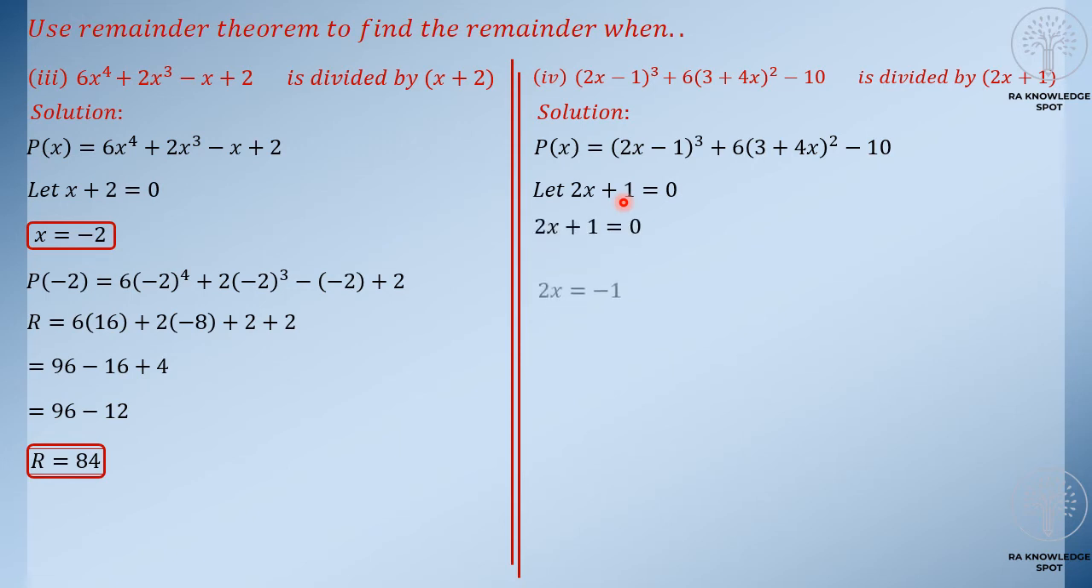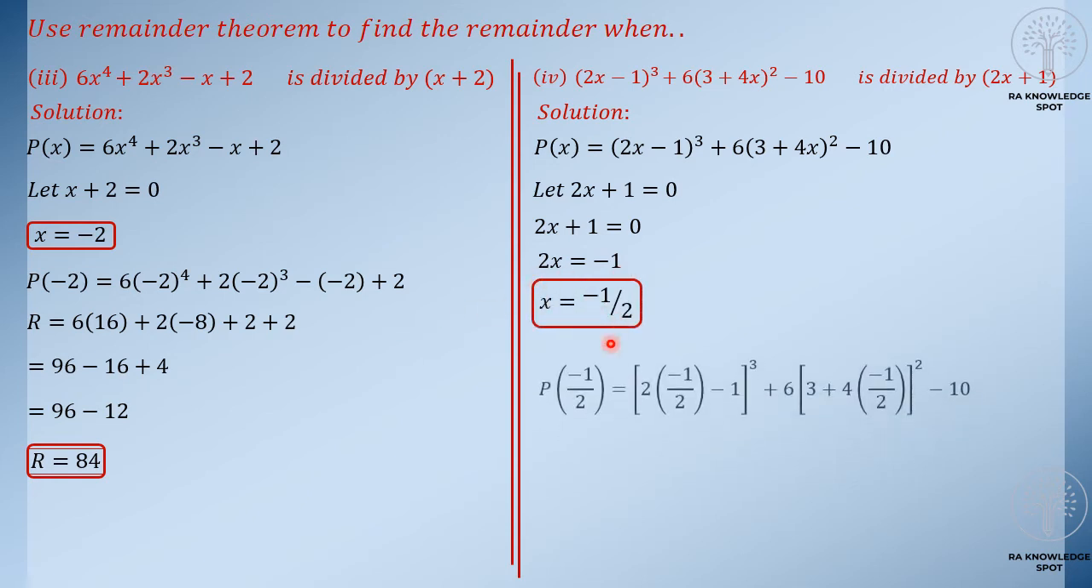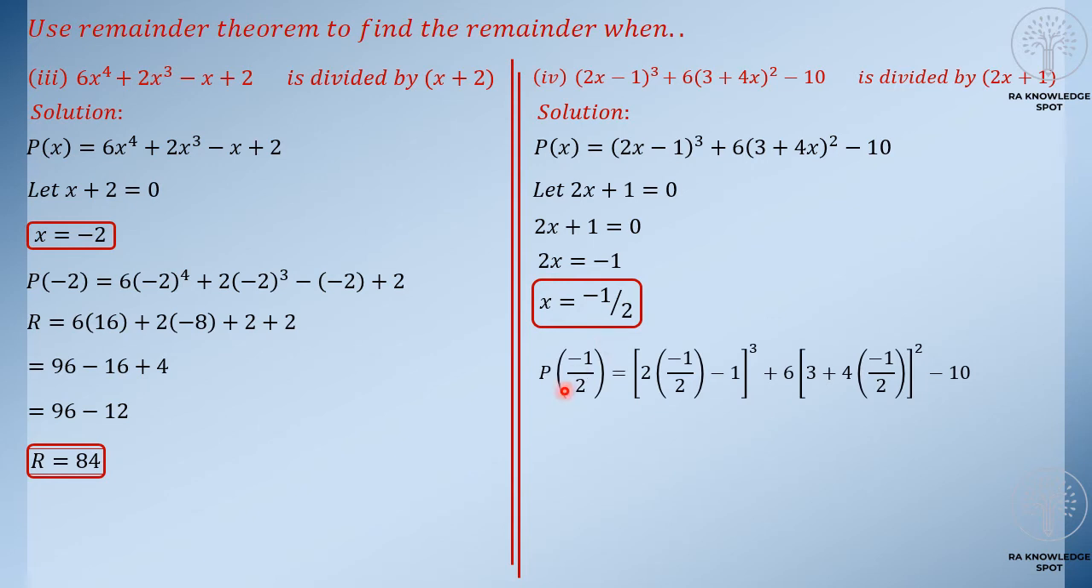Then this is positive and here it will be negative. You're going to find the value. 2 is multiplying, there it will be divided. Write the polynomial and you just have to put the value. Now 2 is as it is. The value of x, that is minus 1 by 2, minus 1 and whole cube, plus 6, 3 plus 4, minus 1 by 2, square, minus 10.